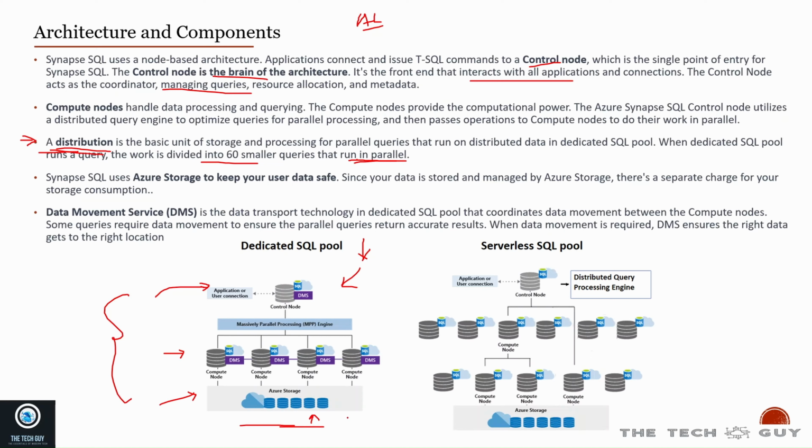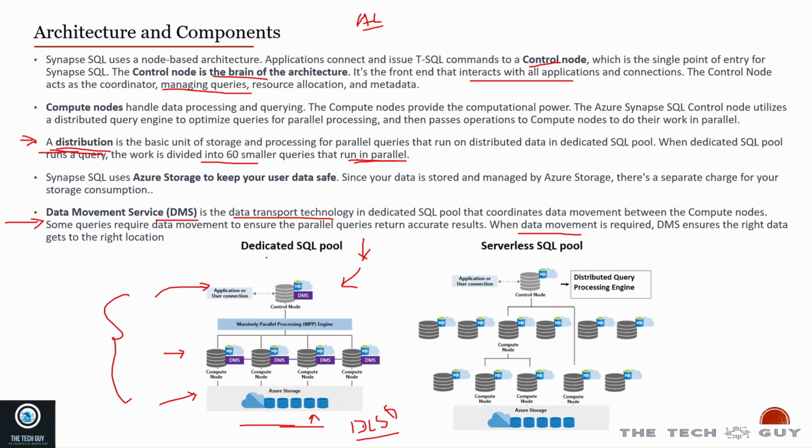So you'll have Azure Data Lake Storage also in the backend, and Data Lake Storage will be used for storing all the data, and then your SQL queries will be used to ingest and read all the data. And then there is something called Data Movement Service, or DMS as we call it, because there will be a few queries where data has to be moved from one node to another node. In that case, that is where Data Movement Service comes in. It is a data transport technology that helps in the data movement across the different nodes.